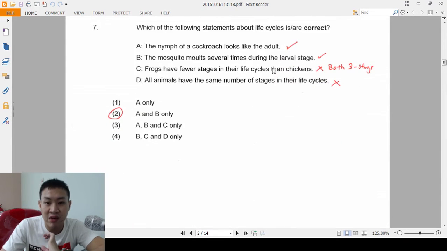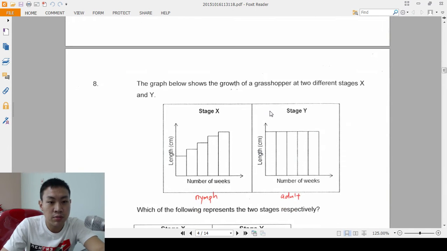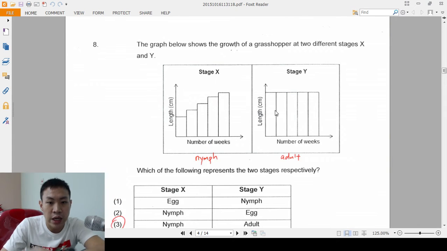Okay, moving on to question 7. Which of the following statements about life cycles is or are correct? Okay, nymph looks like an adult. Yes, that's true. Mosquito molts several times during the larva stage. That's true as well. Frogs have fewer stages. That's not true. Frogs and chickens both have 3-stage life cycles. Option D. All animals have the same number of stages in their life cycles. That's false as well. So the correct answer is A and B. That will be option 2. So far, alright?